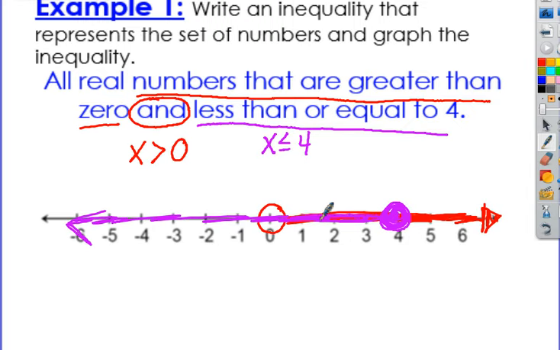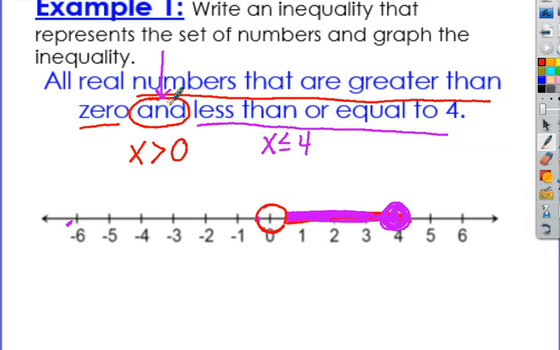Now, what I just told you is that if it's an and statement, then it has to satisfy both things. So I'm going to erase the part of the graph that doesn't satisfy both things. And this is what my final answer graphed should look like. Okay? So that means it's between 0 and 4. It can't actually be 0, but it can actually be 4.